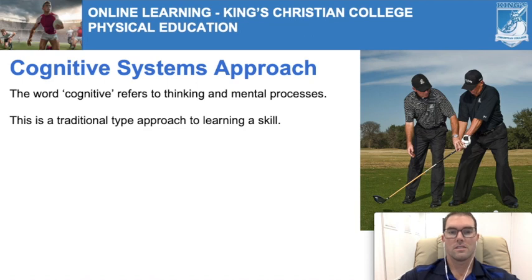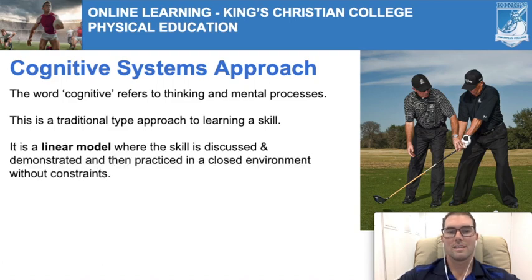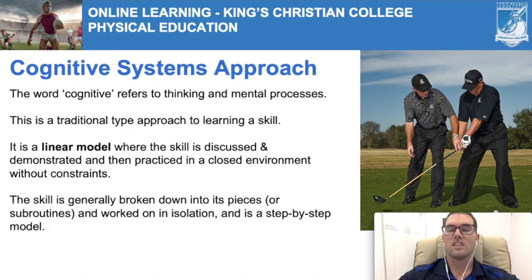The cognitive systems approach, now if you look at the word cognitive, that refers to a thinking or mental process. So this is the traditional type of learning and skill. It's a linear model where skill is discussed and demonstrated, and then practiced in a closed environment without constraints. So the skill is generally broken down into its pieces or subroutines and worked on in isolation in a step-by-step model.